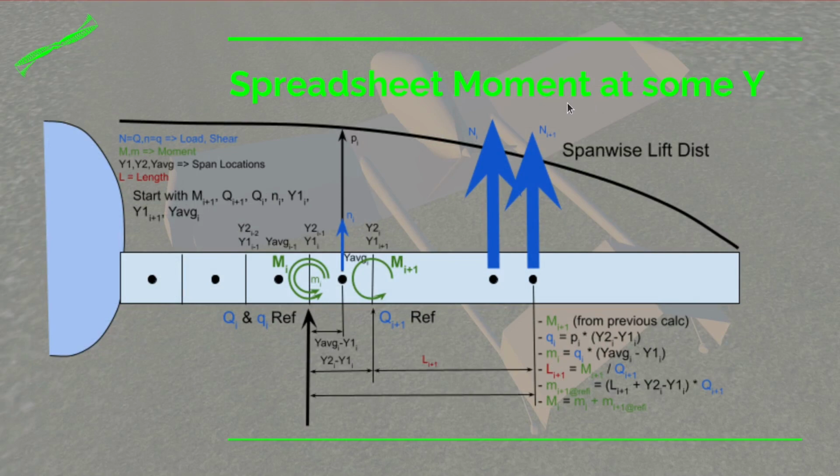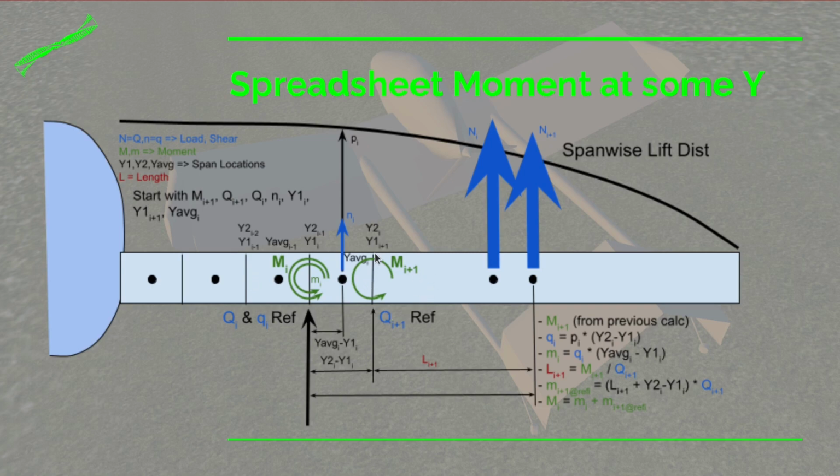Well, now we come to the moment one. Now, moment is a little bit harder to do. Not a whole lot, but a little bit. At least conceptually, it's a little bit harder. Let's talk about moment at one location. Let's pick this location right here. So this is some Y out along the wing, and we're going to have moment, and we're going to call it moment at Y position I plus 1. And that's just a nomenclature to help us a little bit. Next one would have been I. Next one is I minus 1, and so on.